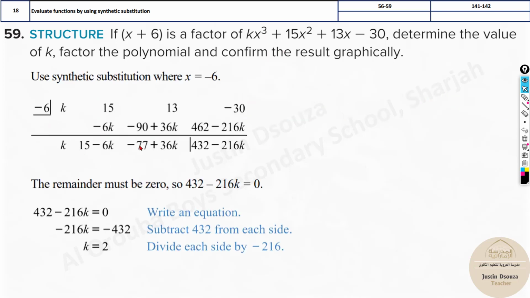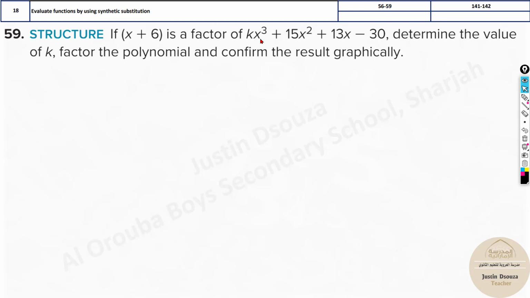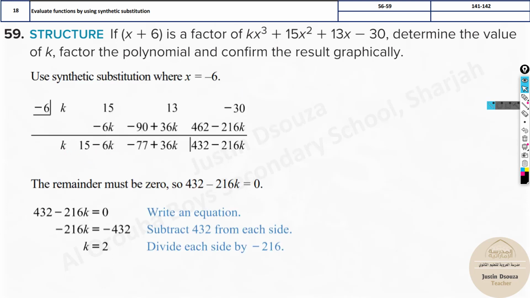Oh, sorry, one second. Don't substitute back over here. That is the question, right? What way do we need to substitute? Over here we need to substitute k, because the remainder is 0. Now the k value is 2.